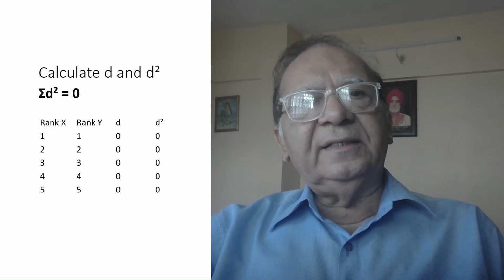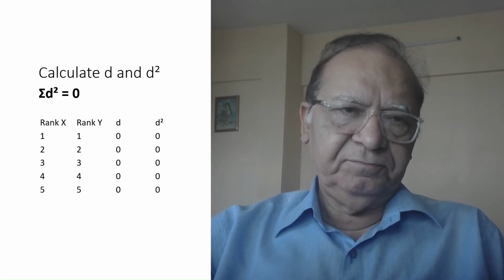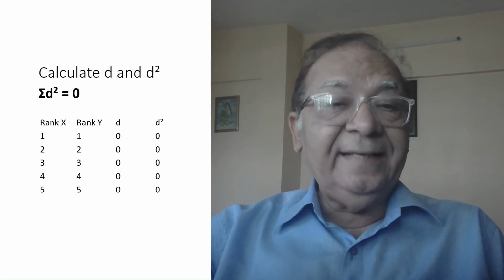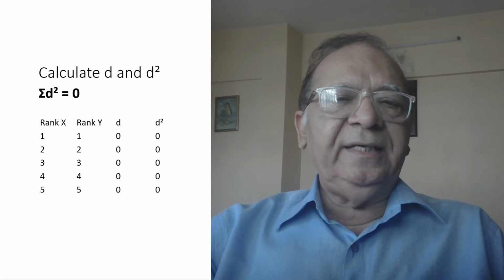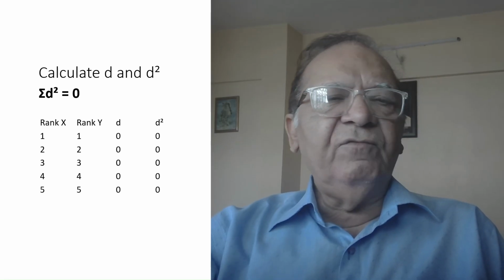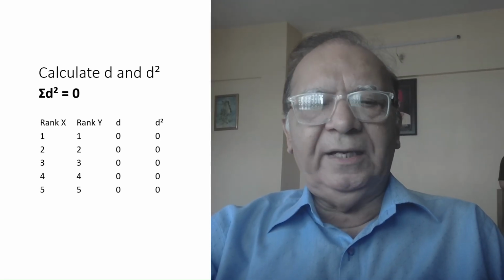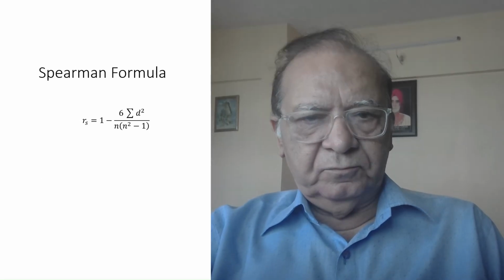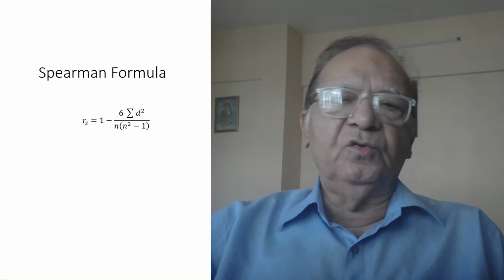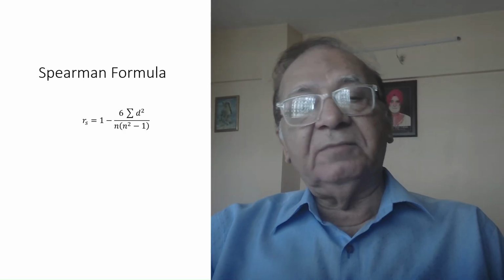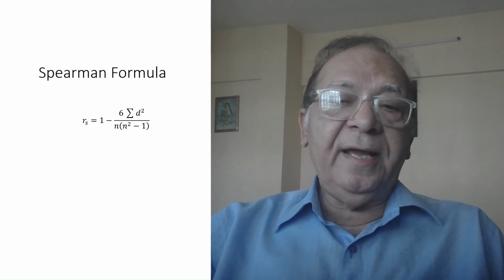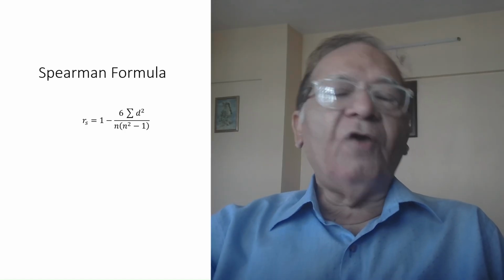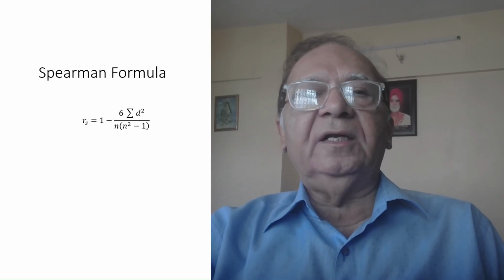Now we calculate the differences between ranks. This difference is represented by D. Then we square each difference. Finally, we sum all D squared values. This is the Spearman rank correlation formula. Rs is equal to 1 minus 6 sigma D square upon N into N square minus 1. The coefficient ranges between minus 1 to plus 1.